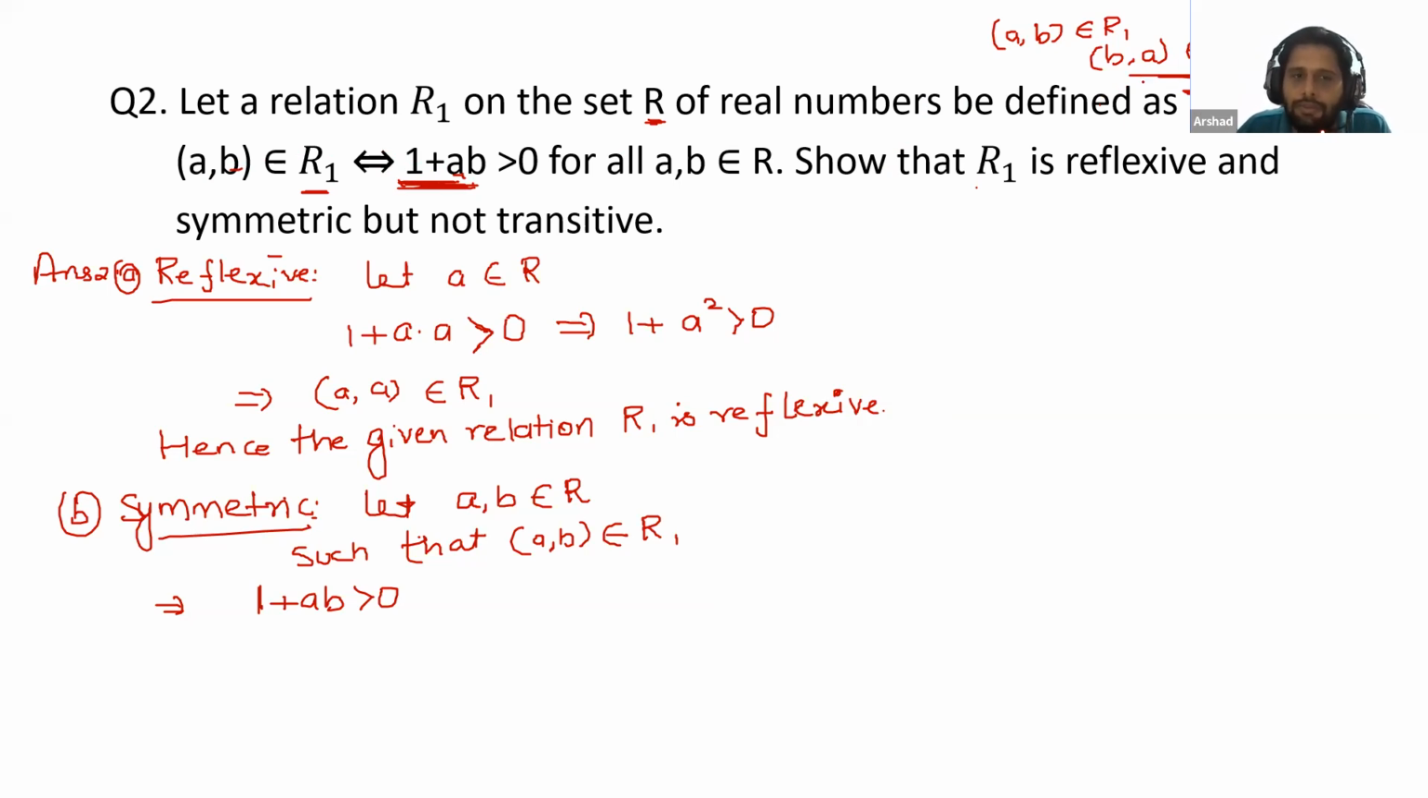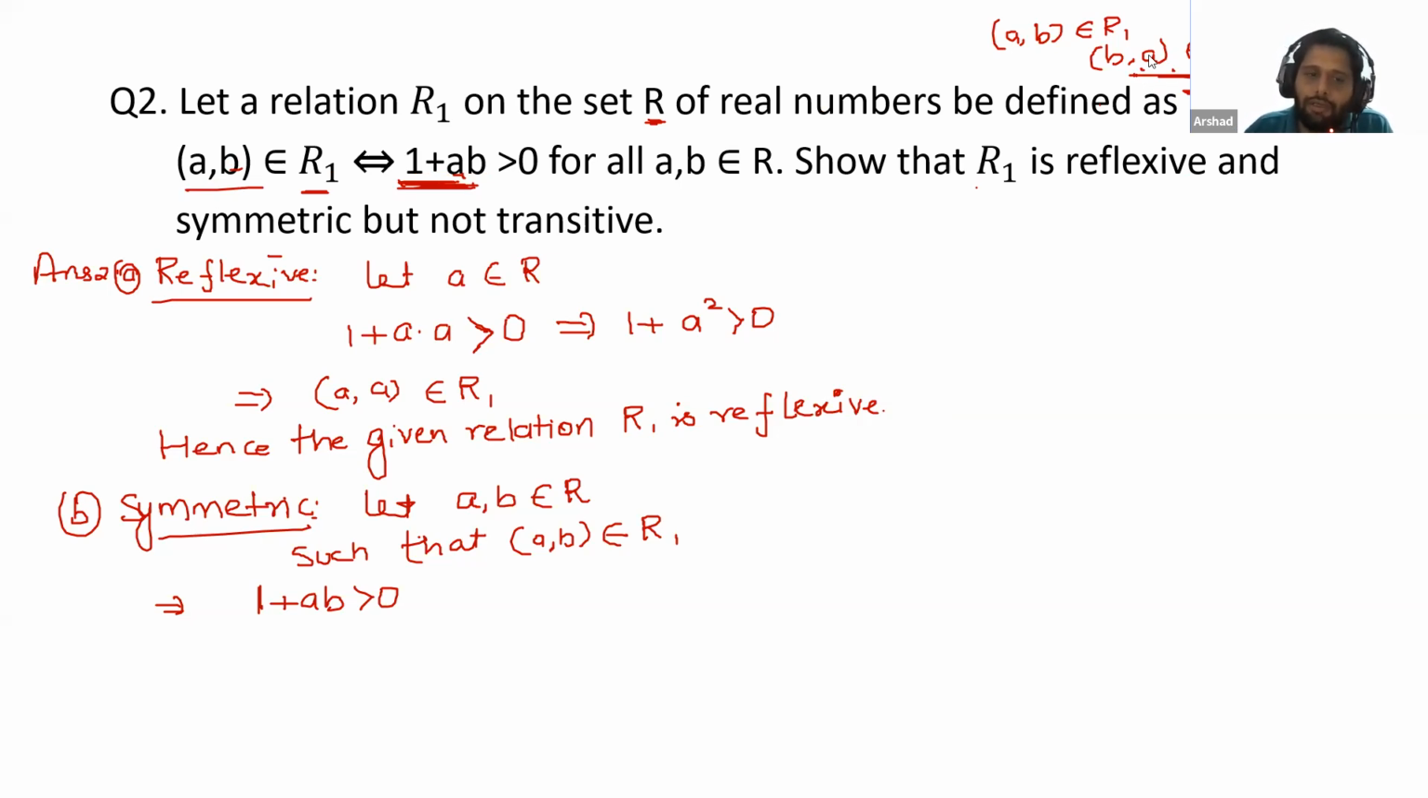Yes, that is correct. If AB is minus, so B should be, yes, that is correct. Okay, so what condition will we get from here? 1 plus BA should be greater than 0. If AB belongs to R1, then you will get 1 plus AB is greater than 0. If BA belongs to R1, then you will get 1 plus BA should be greater than 0. So we need this condition: 1 plus BA should be greater than 0.